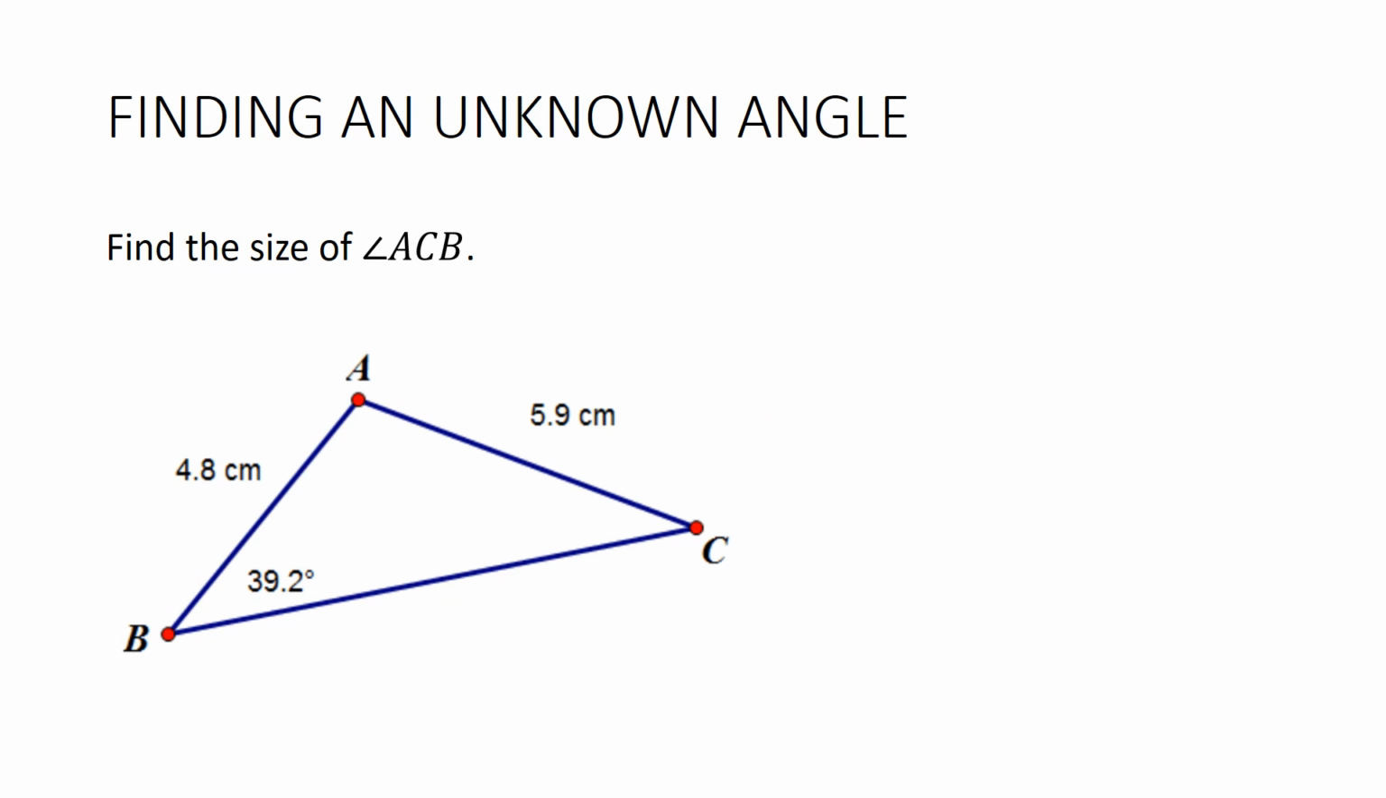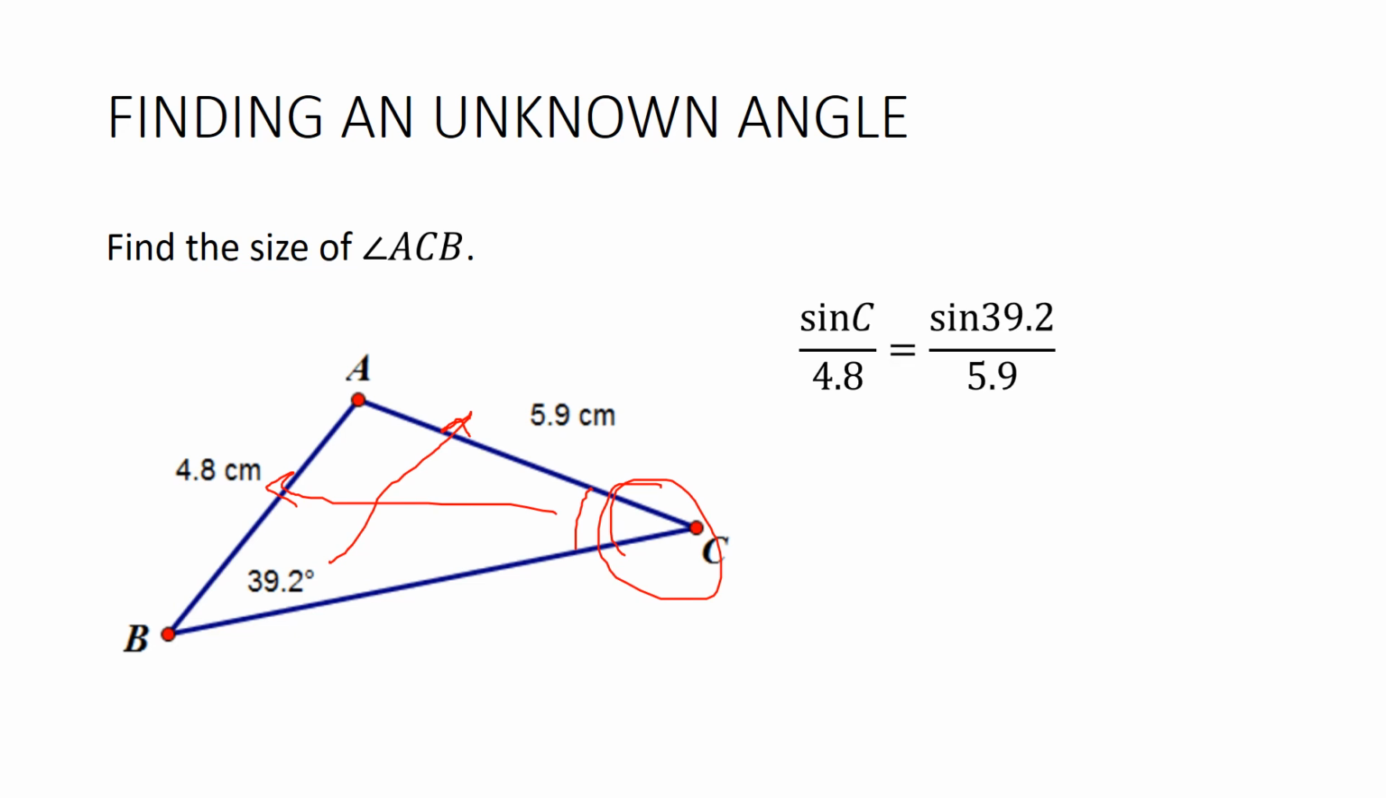Let's find an unknown angle. Find the size of angle ACB. So that's this one here. So again, pair them up. Put the thing you want, which in this case is sine C, at the top on the left-hand side. So it's going to be sine C over 4.8 equals the other angle, sine 39.2 divided by 5.9.